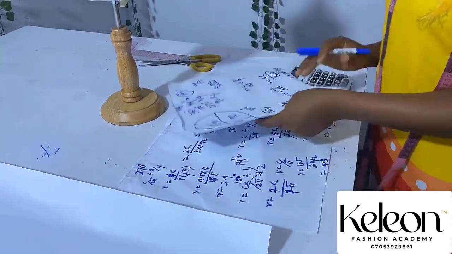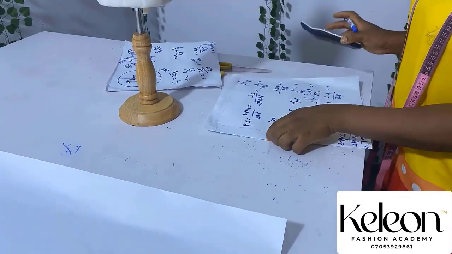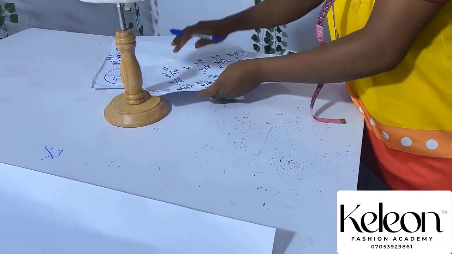Now, having said that, we are going to cut some. We are going to cut these things, these values we have now. We're going to cut them out. Let's see how it's going to fit.